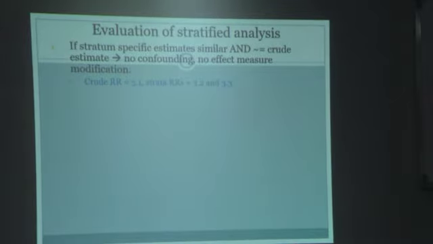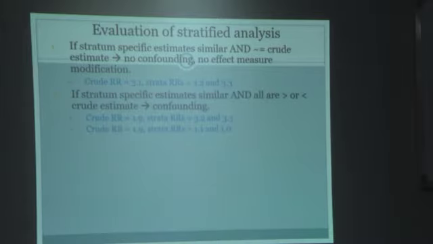So I want to look at this in terms of the numbers to appreciate how we can evaluate this in stratified analysis. Once you have a crude relative risk of 3.1, you split it by the strata, and the relative risks you get for the two subgroups are 3.2 and 3.3. These two seem similar, they are not different. And they are also not very different from the crude one, which is just 3.1. Here, you conclude that there is no confounding.